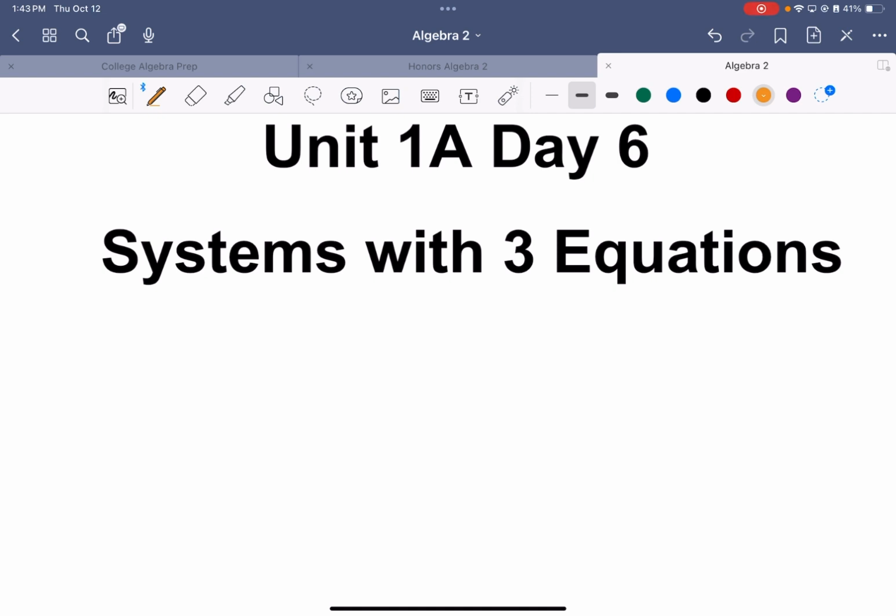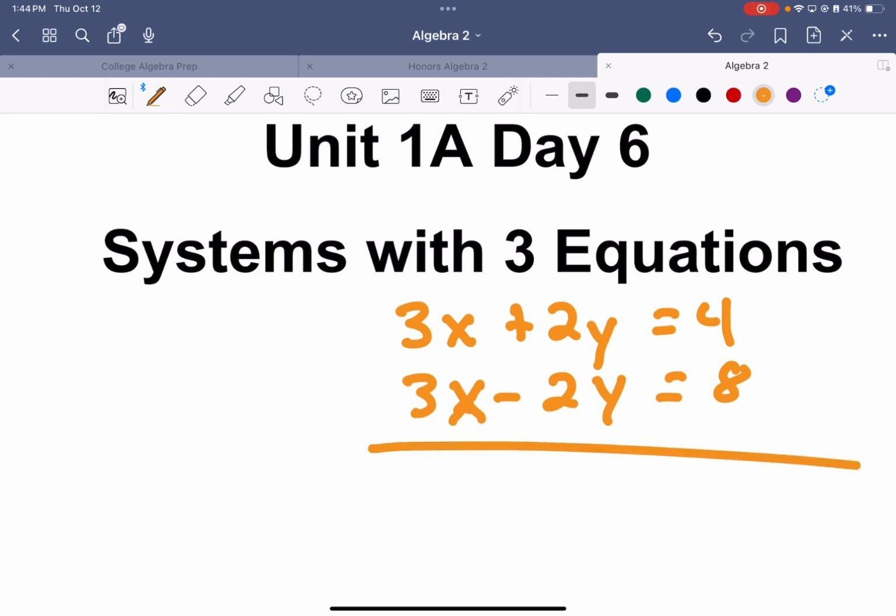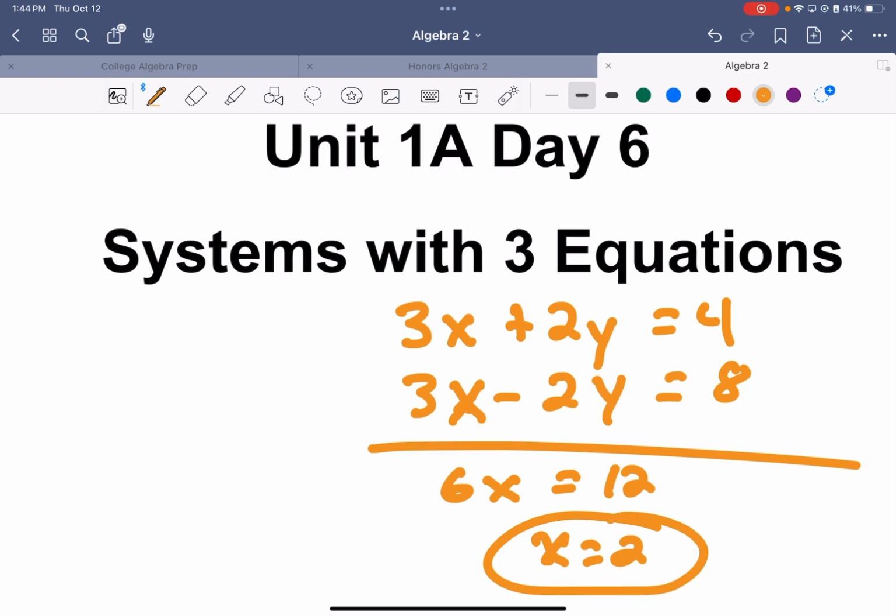3 equations. So what we've looked at in the past, and you don't need to write this one down, we've looked at something like 3x plus 2y equals 4, and 3x minus 2y equals 8. We've looked at something like this that has 2 variables, 2 equations, 2 unknowns. We said we could add these together and get 6x is equal to 12. Just add down the columns and then divide, and you get an x value that's equal to 2.